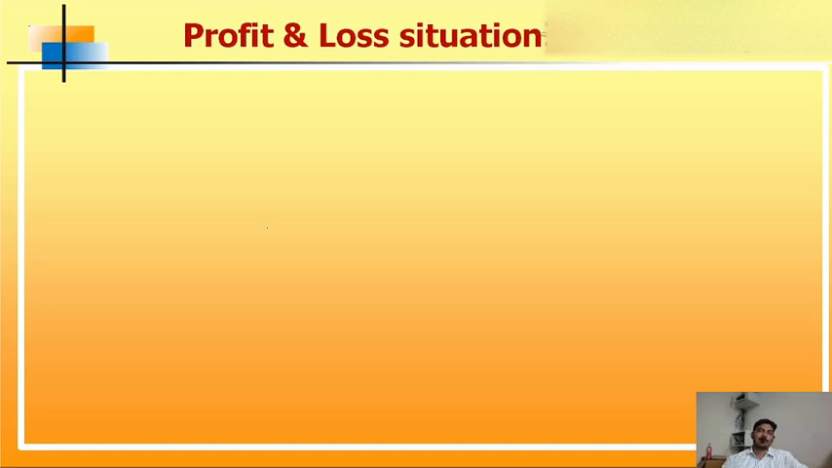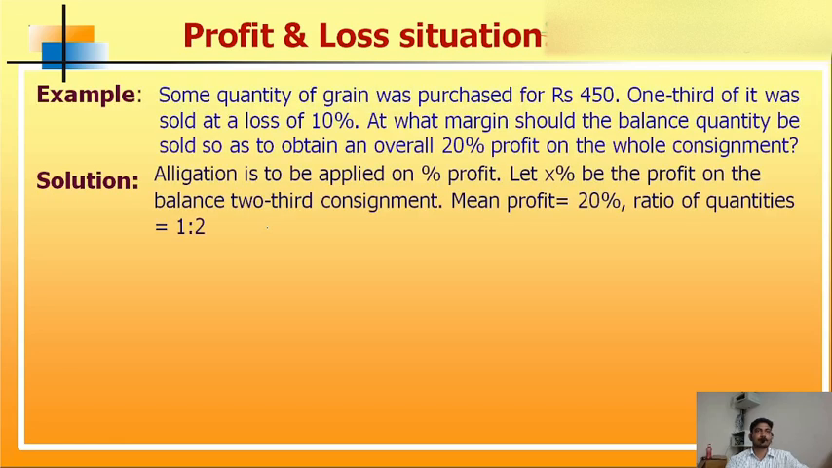The first situation is profit and loss. If a profit and loss problem is given, how do we analyze it in an easy manner? Some quantity of grains was purchased for 450 rupees, and one third of it was sold at 10 percent loss. The balance quantity should be sold so as to obtain an overall profit of 20 percent on the whole consignment.